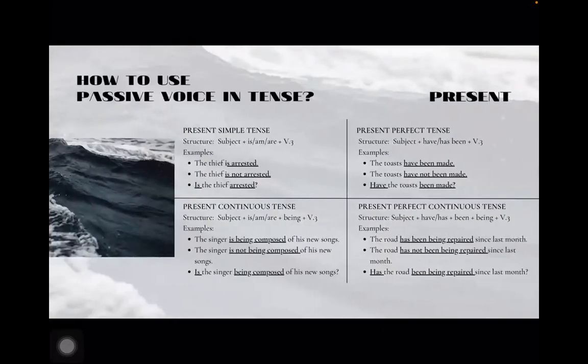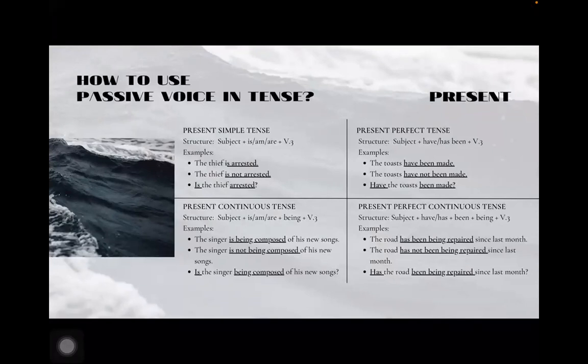So let's look at passive voice in the tenses. First, present tense. Present simple tense. Structure: subject, verb to be, past participle. Example: the thief is arrested. Present continuous tense.